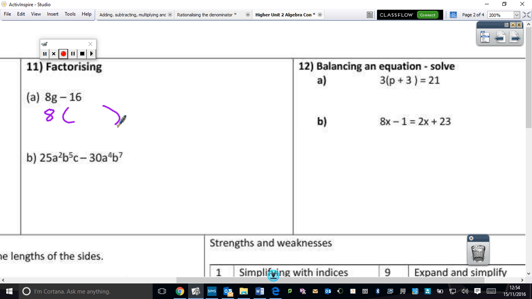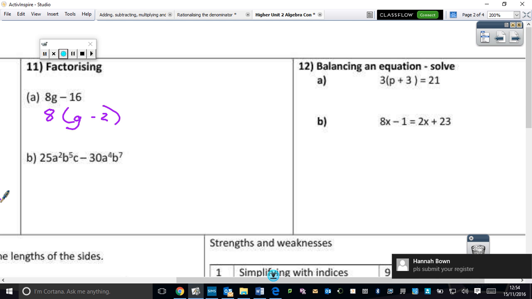You've got to pull that bracket out so that when you expand it again, it goes back to the answer. So 8 times something makes 8g. G or 1g, it's okay to put 1g. 8 times something makes 16. 2, you have something in the middle. You can give yourself half a mark because you've got to take the highest number out, yeah? Highest common factor. Okay. Right, next bit.